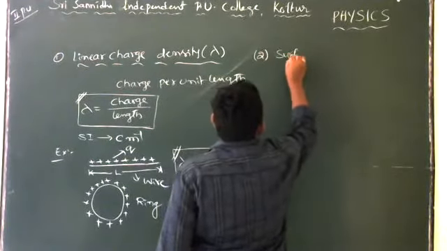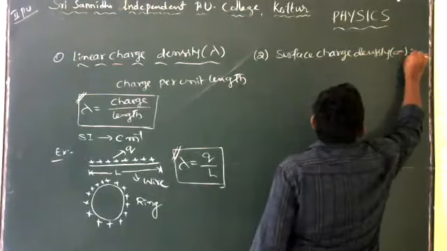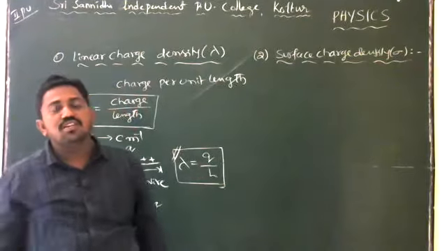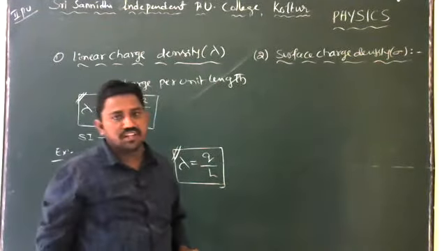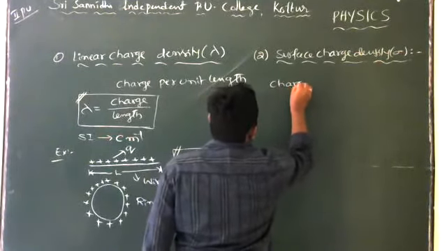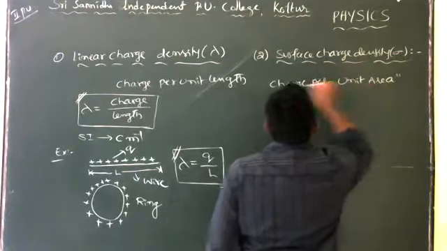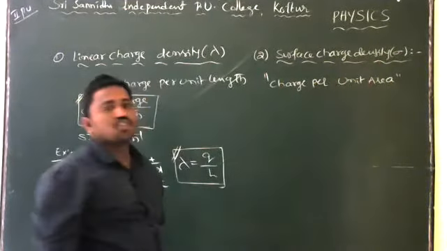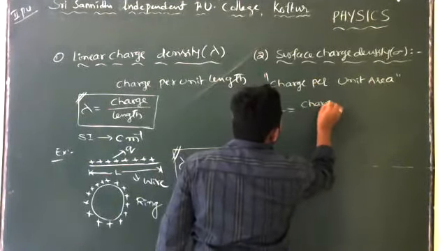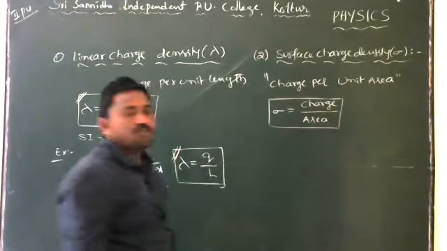The second one is surface charge density, denoted by sigma. What is the definition of surface charge density? Charge per unit area of the conductor, or charge per unit area. That is called the surface charge density. It is denoted by the symbol sigma. So sigma is equal to charge divided by area.